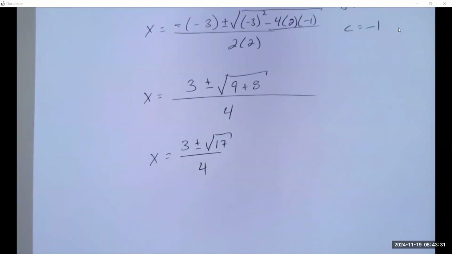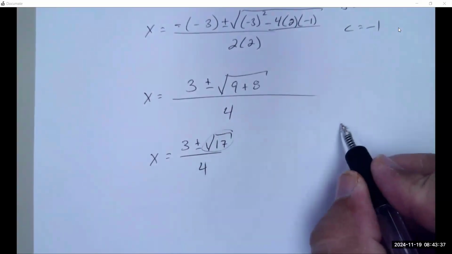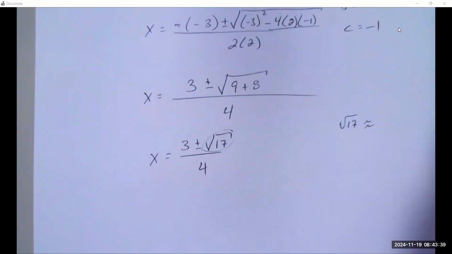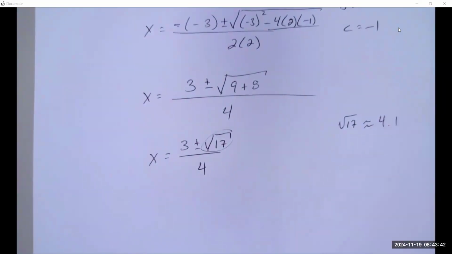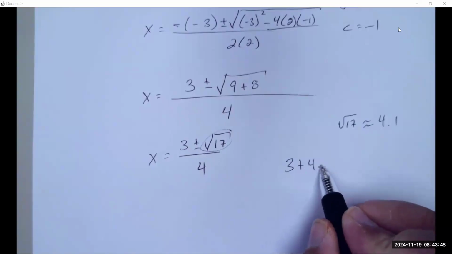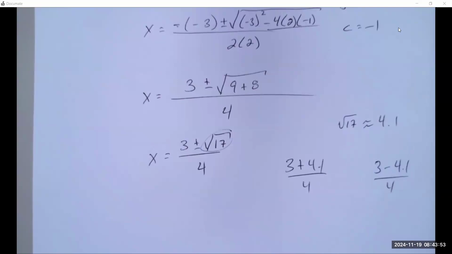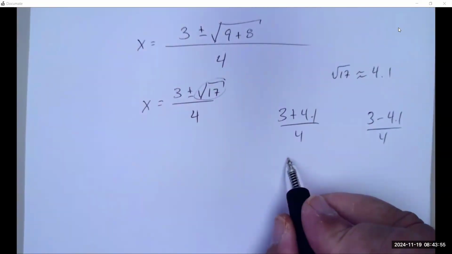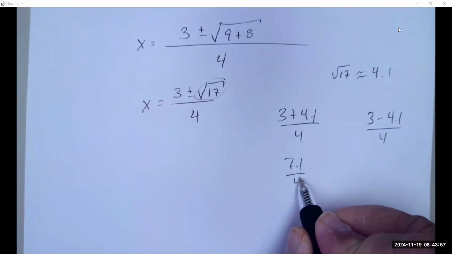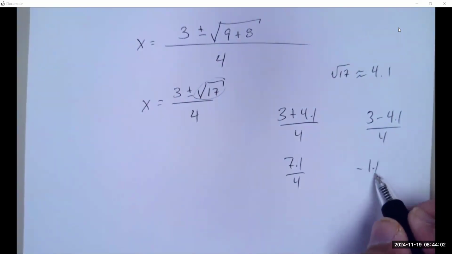Are these imaginary or do they really exist? What is the square root of 17, approximately? Let's say 4.1, because the square root of 16 is 4, and the square root of 17 is a little bit bigger. So we have 3 plus 4.1 over 4, and 3 minus 4.1 over 4, which is negative 1.1 over 4.